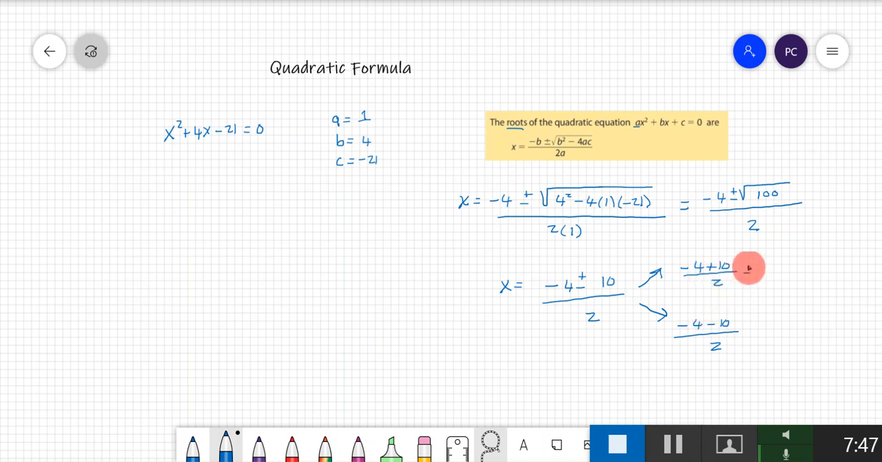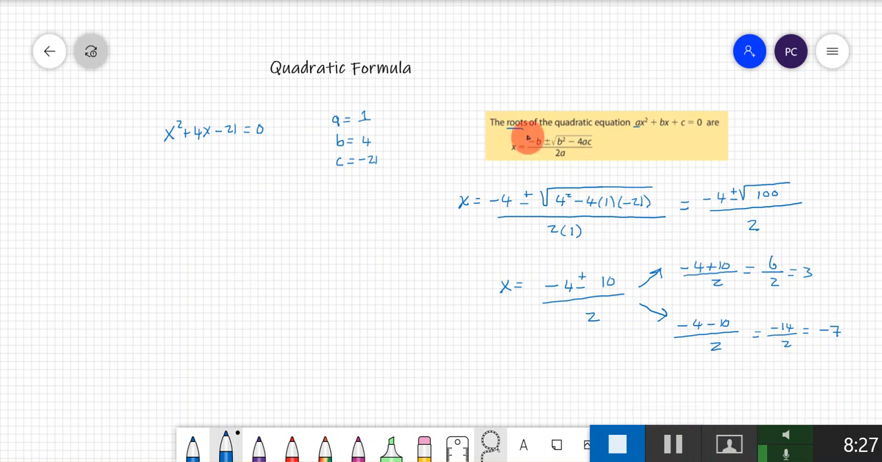If we look at the top one, what's that going to be equal to? It's going to be minus 4 plus 10. If we're on minus 4 and we add 10, we end up on 6, divided by 2, which is equal to 3. So in one instance, x could be equal to 3. Or if we let it be minus here, it's minus 4 minus 10, which is equal to minus 14, divided by 2, which is equal to minus 7.